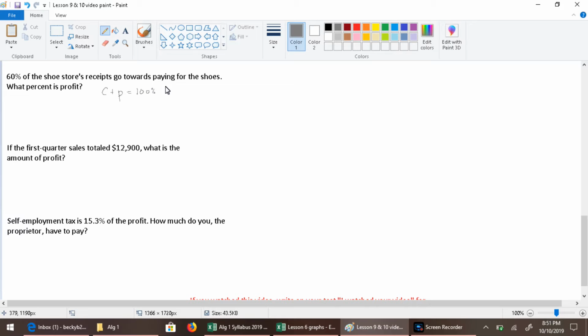So if 60% of the receipts, so that would be everything that the shoe store makes, right? Everything that everybody pays are the receipts. 60% of that goes towards paying for the shoes. That would be the cost. So 60% is our cost. What percent is our profit? If we subtract 60 from this side over here, subtract 60 over here, this cancels out. Our profit is 100% minus 60%, or 40%.